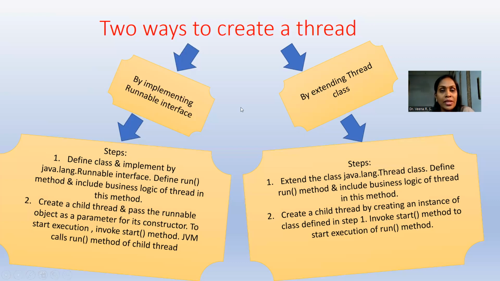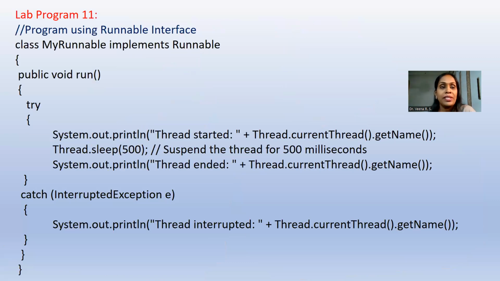So let us see the first way, which is lab program 11. You have to create multiple child threads from the main thread by implementing the runnable interface. So how will you create multiple threads using the runnable interface? You will create a class.